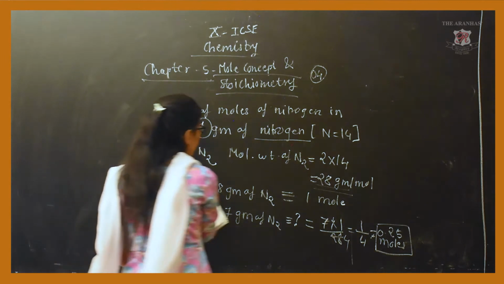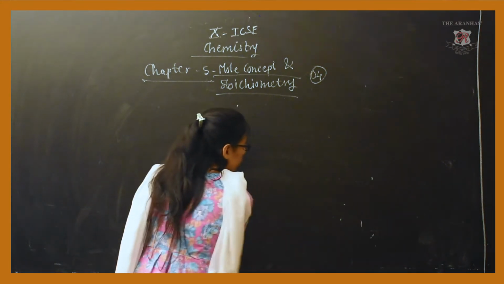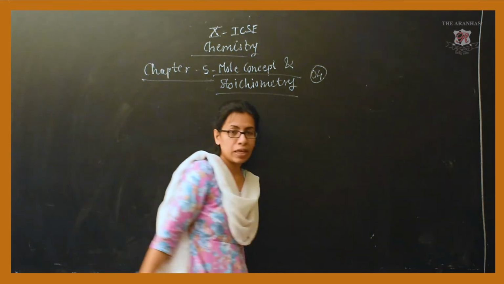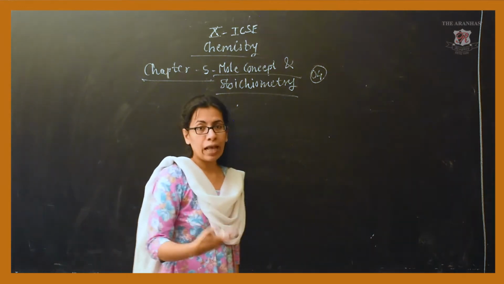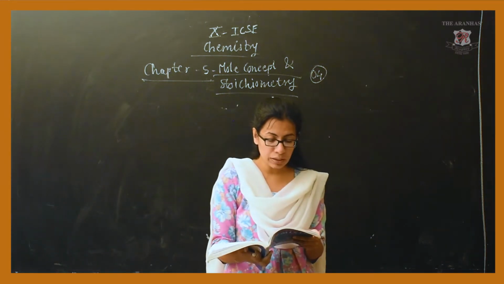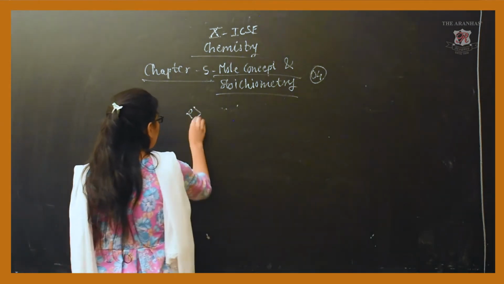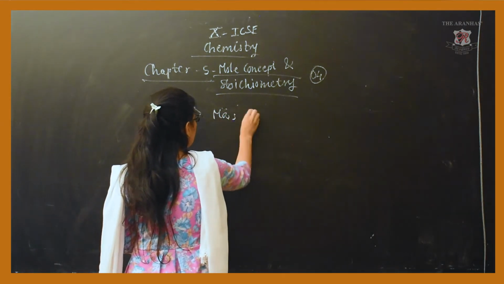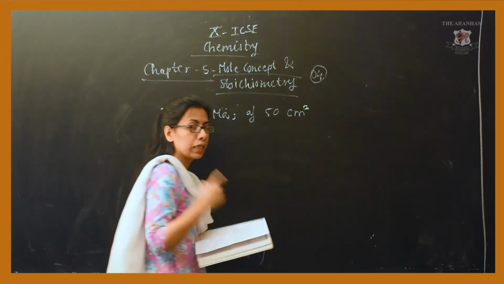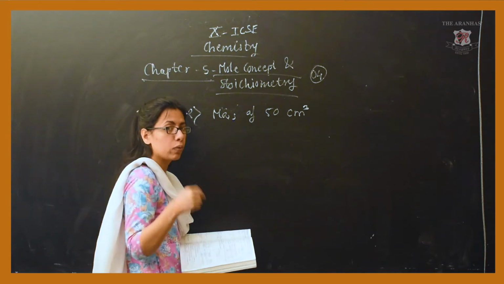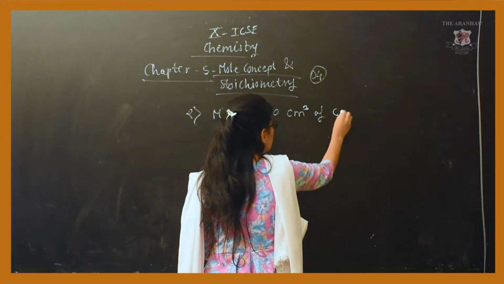Now, let us start with the second one. The first one was based upon the weight and the moles. Now, there can be differences. So, the next one they have asked us is to calculate the mass of 50 centimeter cube, cc and centimeter cube are the same, 50 centimeter cube of CO.